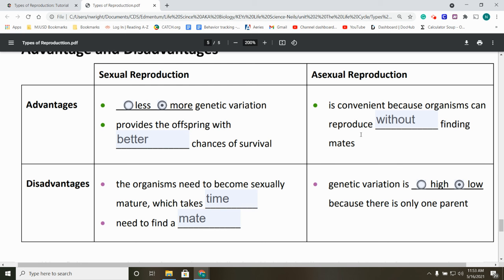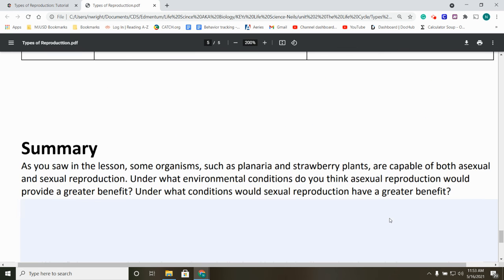Asexual reproduction, advantages, is convenient because organisms can reproduce without finding mates. Asexual reproduction, disadvantages, genetic variation is low because there is only one parent.